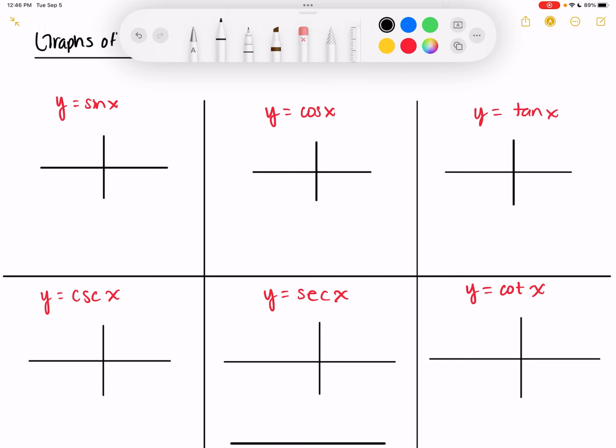All right, I'm going out to 2 pi on the right. I'm not going out to 2 pi on the left though. Oh wait, tangent. I'm doing something different.